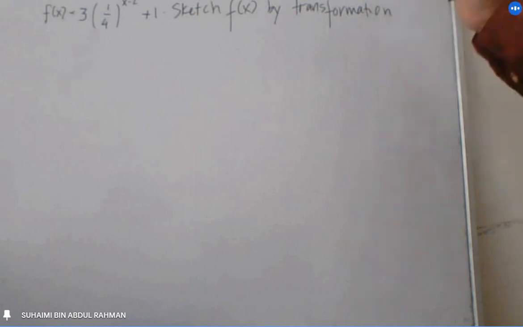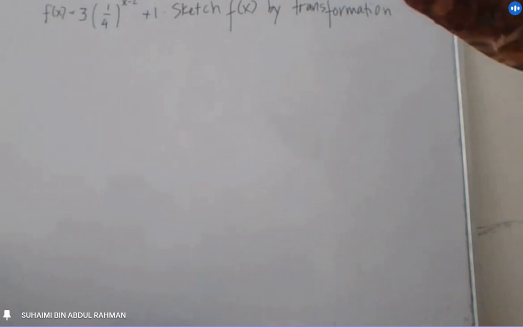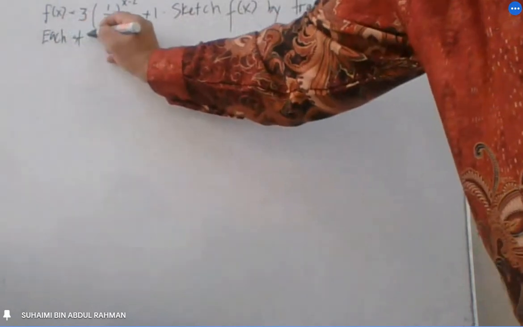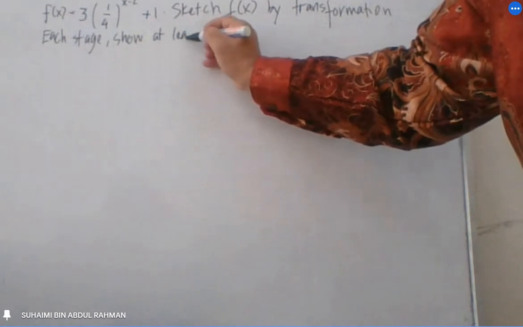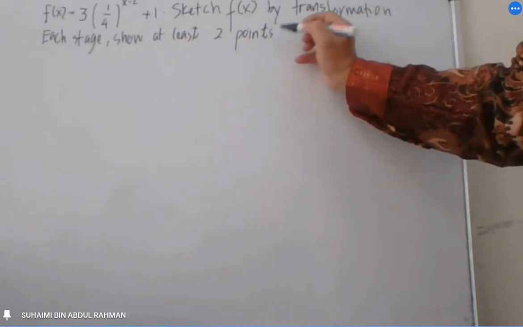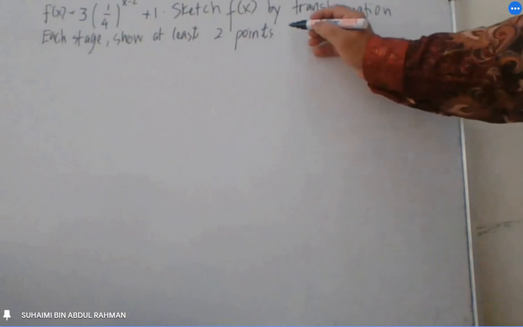transformation. We need to sketch by using transformations, which means that we need to sketch one by one. Seems like we do transformations, each stage show at least 2 points. Okay. At least 2 points.